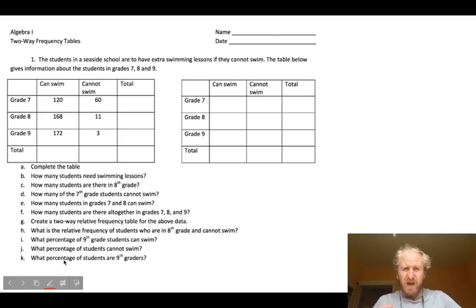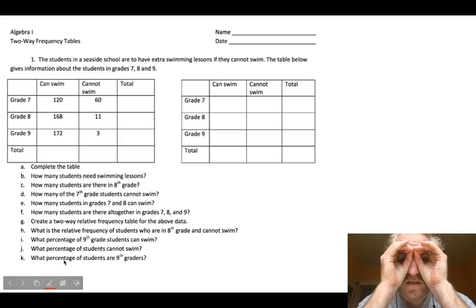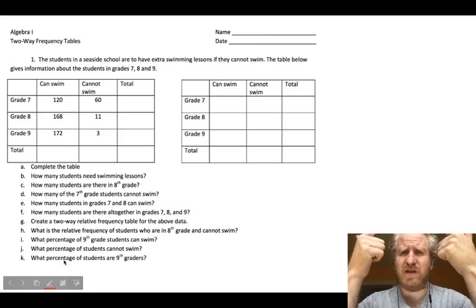All right, so if you have something like this, a two-way frequency table, and they ask you to complete the table, first, what are these tables telling us about? Let's read. The students in a seaside school, so maybe Astoria, are to have extra swimming lessons. That makes sense if they can't swim. Because if you're going to be in the ocean, you better know how to swim. The table below gives information about the students in grades 7, 8, 9. Okay, so we know right off the bat that there are 3 different classes and 2 different distinctions, right? We've got swim and can't swim.